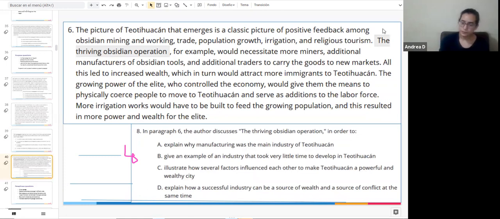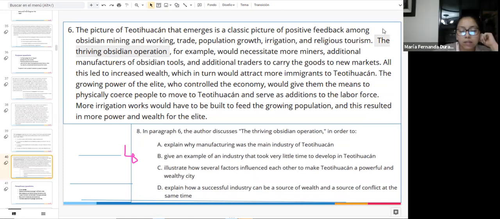Yes, please. Okay. In paragraph 6, the author discussed the thriving obsidian operation in order to A, explain why manufacture was the main industry of Teotihuacan, B, give an example of an industry that took very little time to develop in Teotihuacan, C, illustrate how several factors influence each other to make Teotihuacan a powerful and healthy city, and D, explain how a successful industry can be a source of health and a source of conflict at the same time.